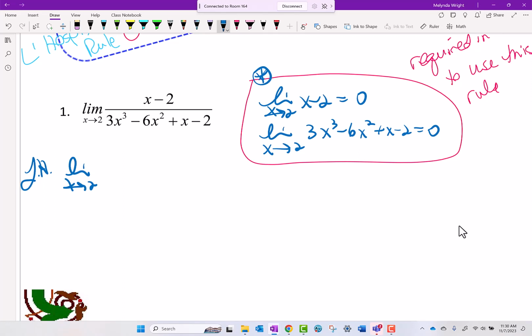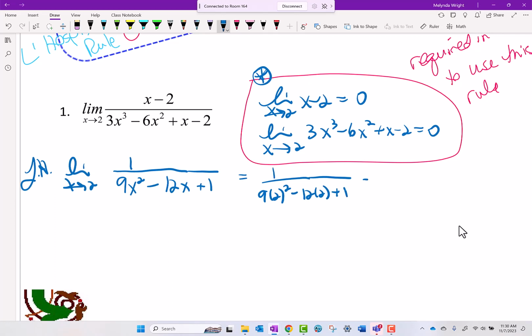All right, so we do the limit as x goes to 2. The derivative of the numerator: the derivative of x is 1, the derivative of negative 2 is 0. Over the derivative of the denominator. The derivative of 3x cubed is 9x squared, minus, the derivative of 6x squared would be 12x. And the derivative of x is 1. So now we try again. We try to sub in again. And this gives me 1 over 9 times 2 squared minus 12 times 2 plus 1.